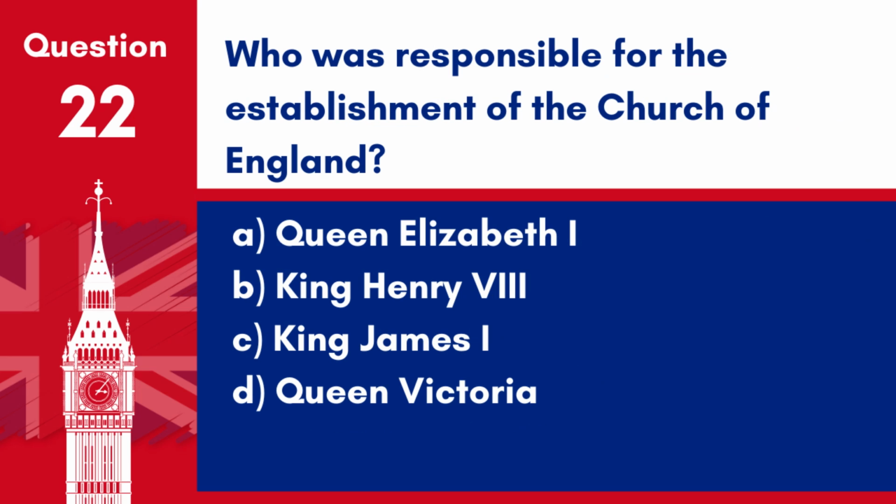Question 22. Who was responsible for the establishment of the Church of England? A. Queen Elizabeth I. B. King Henry VIII. C. King James I. D. Queen Victoria. Answer. B. King Henry VIII. King Henry VIII was responsible for the establishment of the Church of England, breaking away from the Roman Catholic Church.